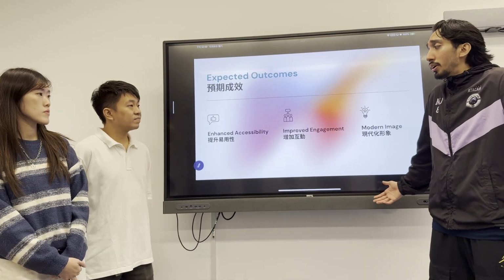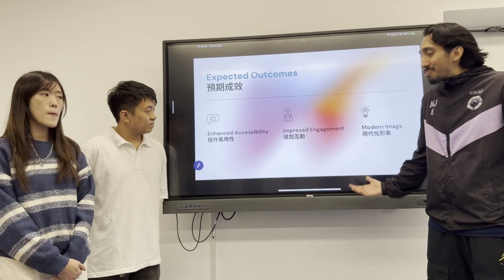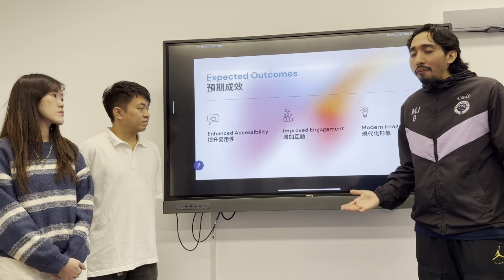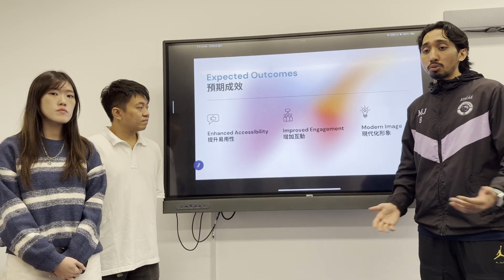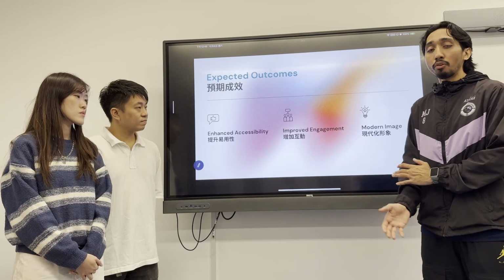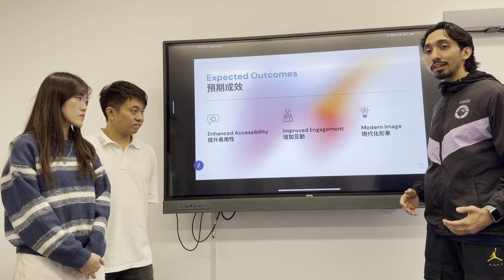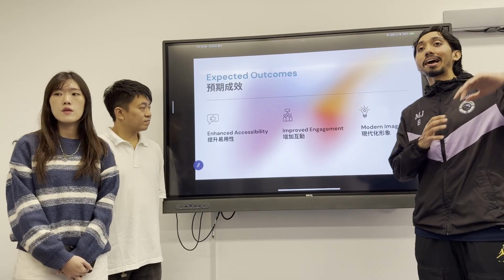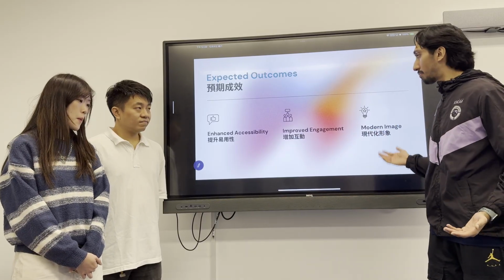So what do we expect from our redesign of the website? What's the outcome? The outcome is three main things. Enhancing accessibility, very important for an NGO through its website. Improving engagement through videos and different stuff, so many people want to visit the website. And, really important in this day and age, having a modern image. No one wants to stay back in the 1970s, 1980s. We want a 2025 website, a modern image.